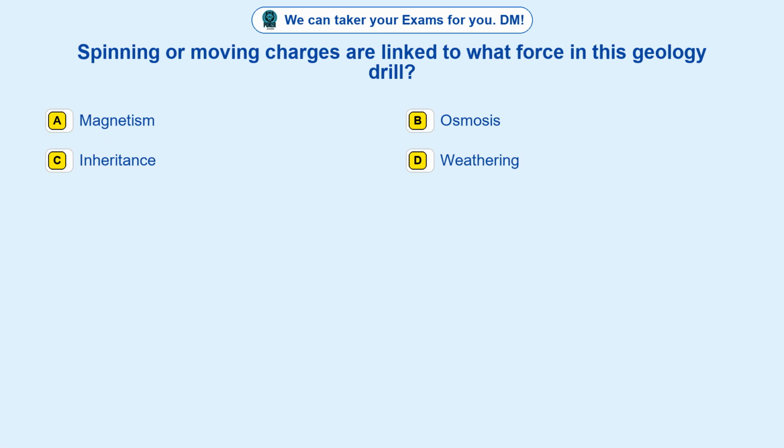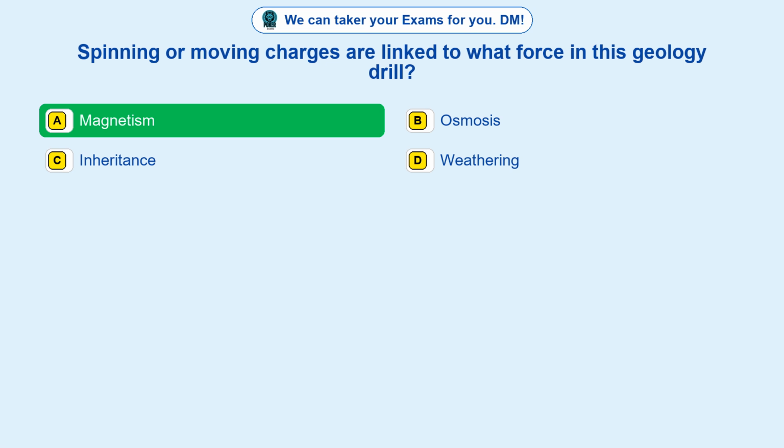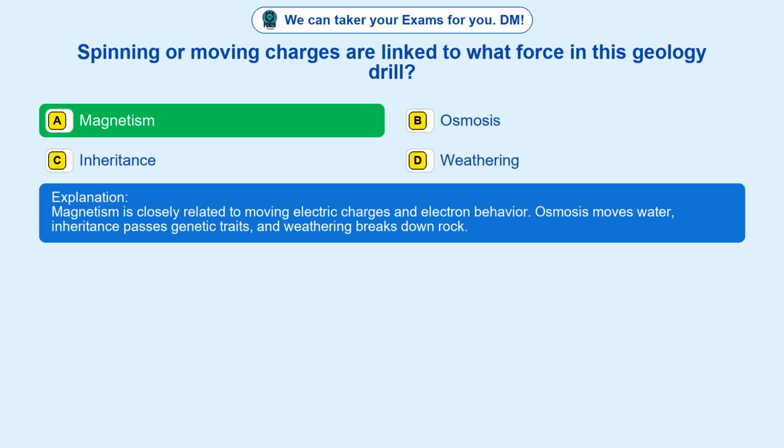Question 74. Spinning or moving charges are linked to what force in this geology drill? Option A, magnetism. Option B, osmosis. Option C, inheritance. Option D, weathering. The correct answer is option A. Magnetism. Magnetism is closely related to moving electric charges and electron behavior. Osmosis moves water, inheritance passes genetic traits, and weathering breaks down rock.